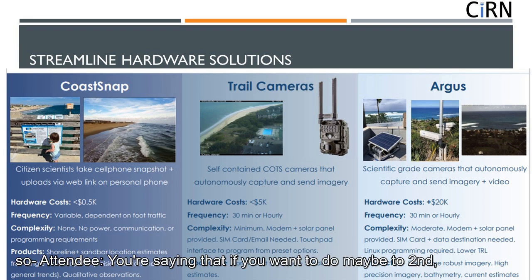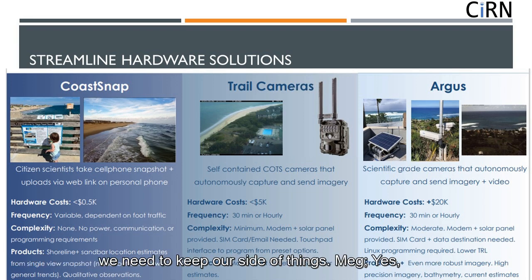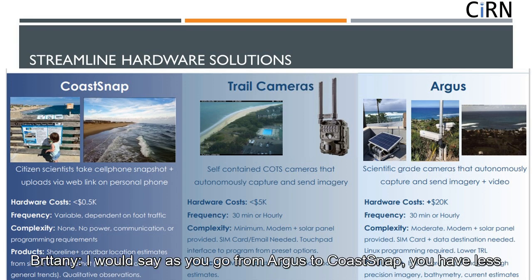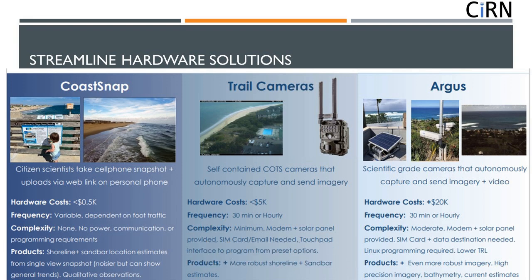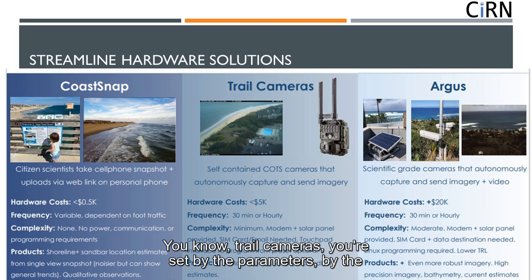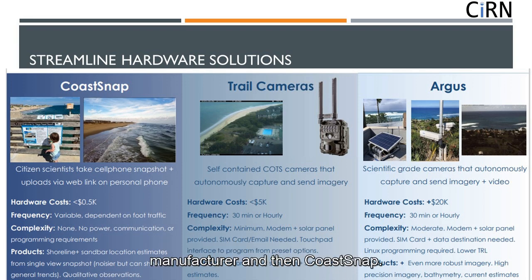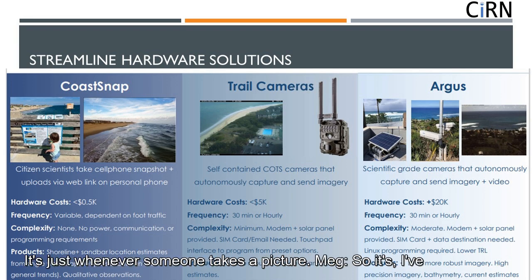So you're saying that if you want to do things on the order of minutes to seconds, you need to have the research grade system, whereas for things on the order of hours, you want the workflows and the programs. Yeah, that's an excellent way of thinking about it. I would say as you go from Argus to CoastSnap, you have less control. With Argus, you can run it whenever you want, at whatever frame rate you want. With trail cameras, you're set by the parameters from the manufacturer. And then CoastSnap, it's just whenever someone takes a picture.